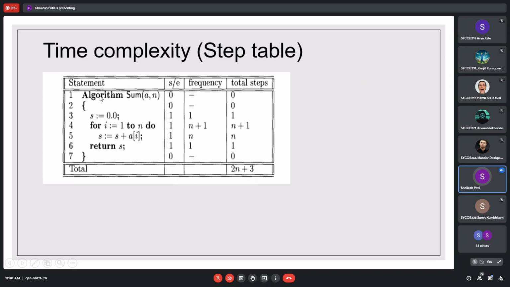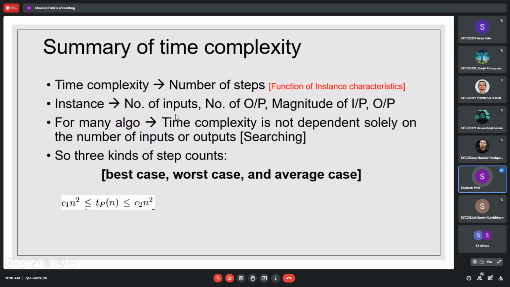So the function name and curly brackets will not come under the execution. These are just to support the program. For the rest of the things, each and every step will have one as its step execution count, so that we have to give. So we are going to work with the steps. So this statement, time complexity, depends directly on the number of steps we have.